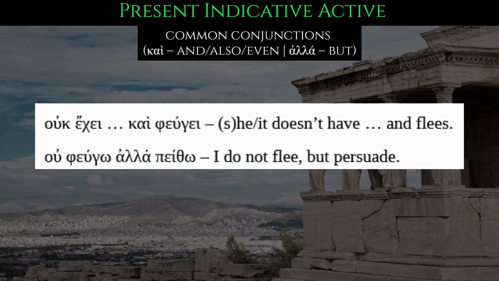And with this, we already come to the last part for today's lesson. Common conjunctions, to be more precise, kai and alla. Kai means something like and, but also, and even. Alla means but. So, ouk echei, kai pheugei. She or he or it doesn't have and flees. Ou pheugo alla peitho. I do not flee, but persuade.